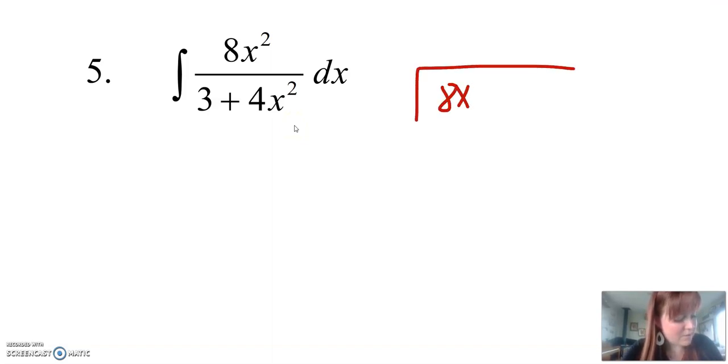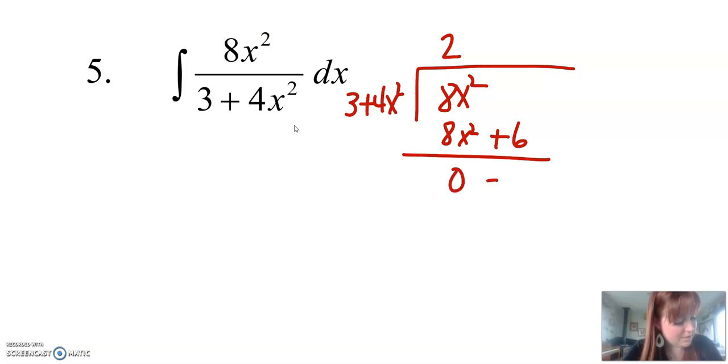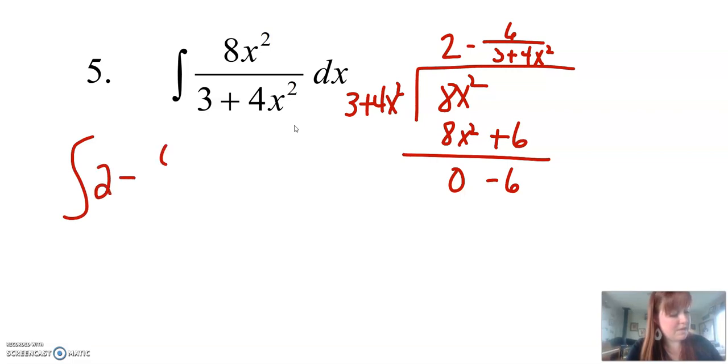We have 8x squared divided by 3 plus 4x squared. Well, that goes in 2 times. That gives us 8x squared plus 6. When we subtract, we get 0 and negative 6. So we have minus 6 over 3 plus 4x squared. Okay, so this is the same as the integral of 2 minus 6 over 3 plus 4x squared dx.